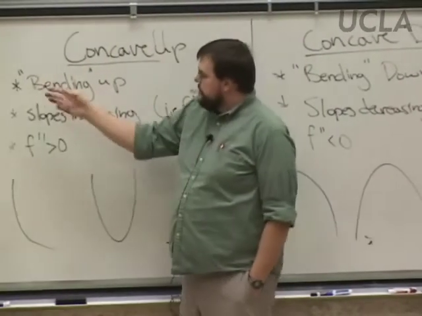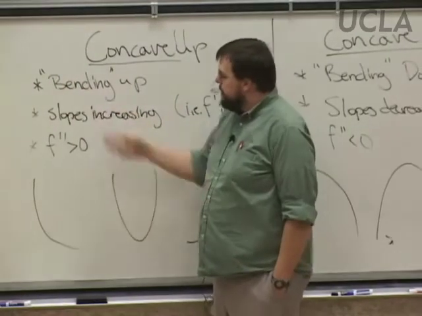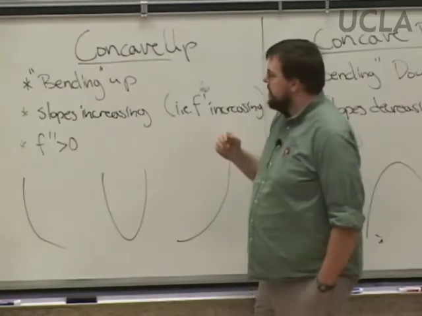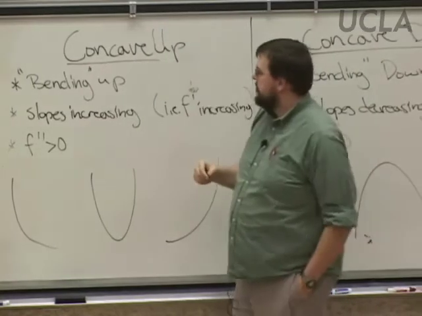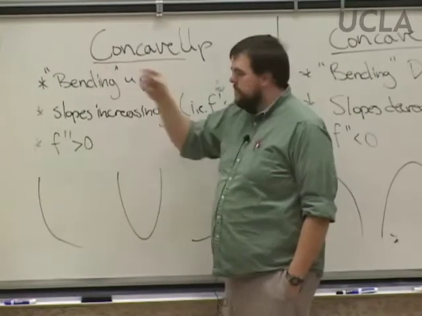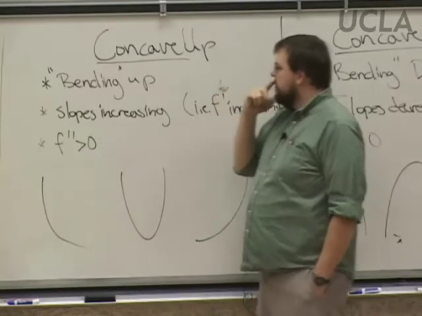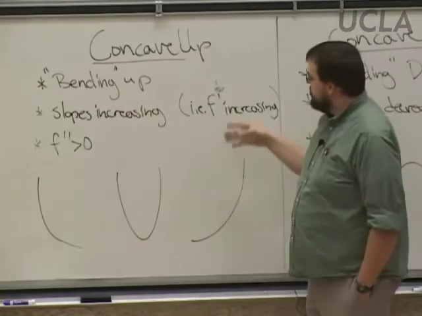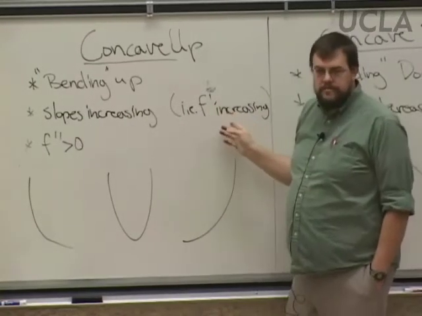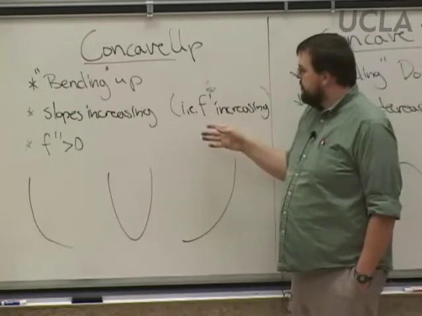Another word to think of with concavity is bending. When we're saying concave up, the curve is trying to bend upwards from a point. This is just intuitive, not very rigorous mathematically. What's more rigorous is that the slopes are increasing, or another way to think about it is that the derivative is increasing. So we're concave up if the derivative is increasing.